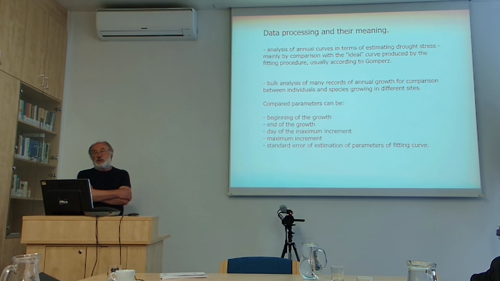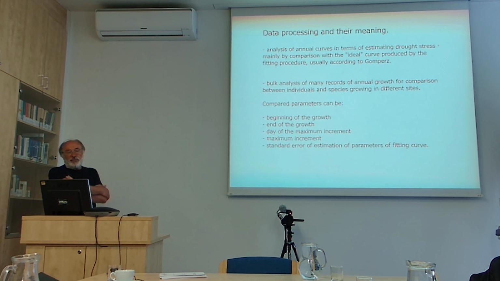Now, something about data processing. The analysis of the annual curve is usually made with the help of some kind of theoretical ideal curve, mostly, at least in forestry, it's mostly the Bertalanffy-type, Gompertz equation. Some people use the sigmoid logistic curve, but mainly the Gompertz equation.